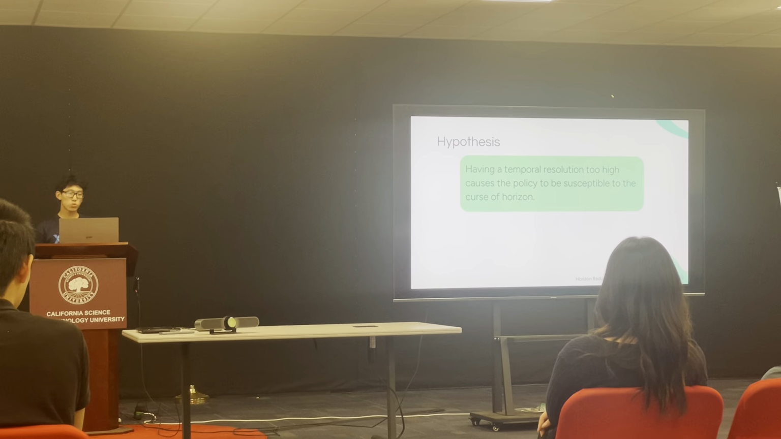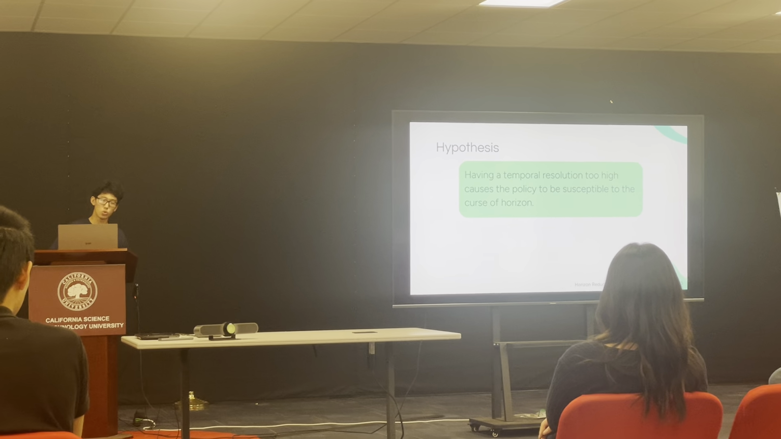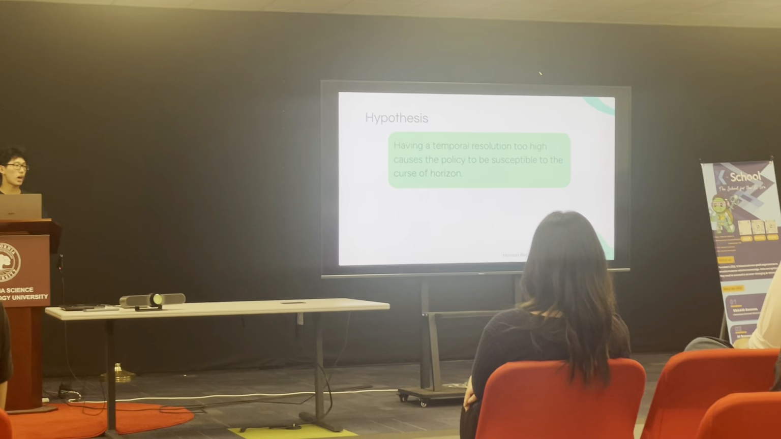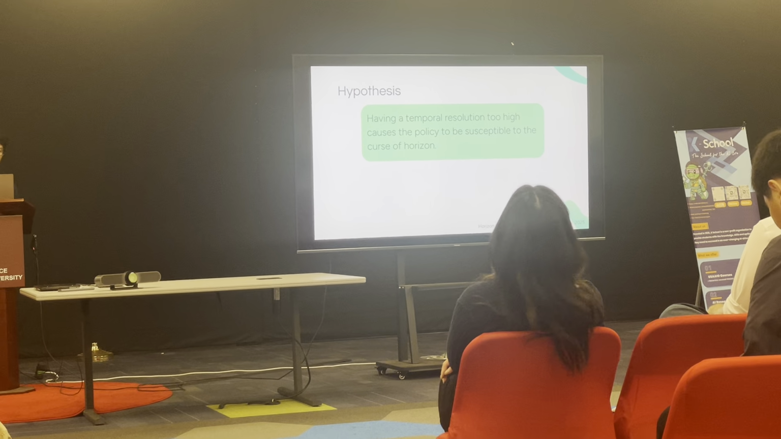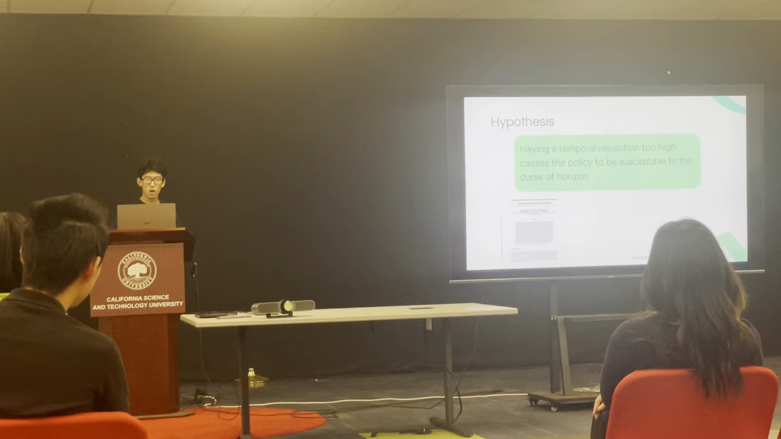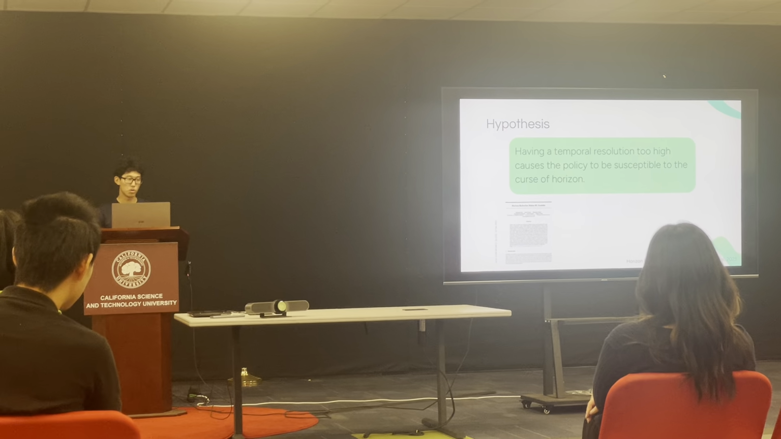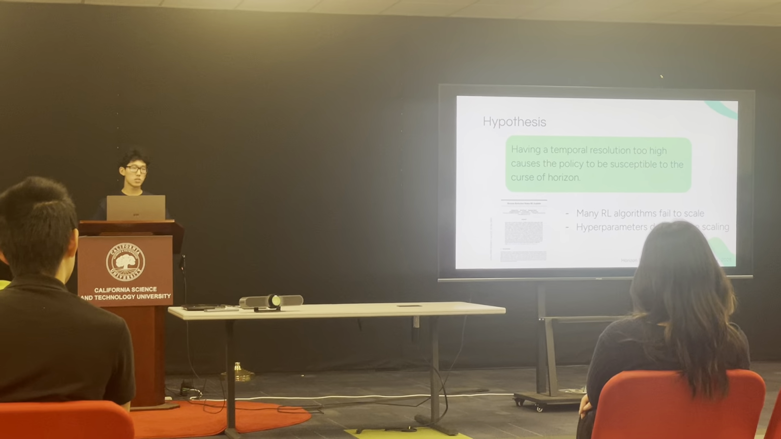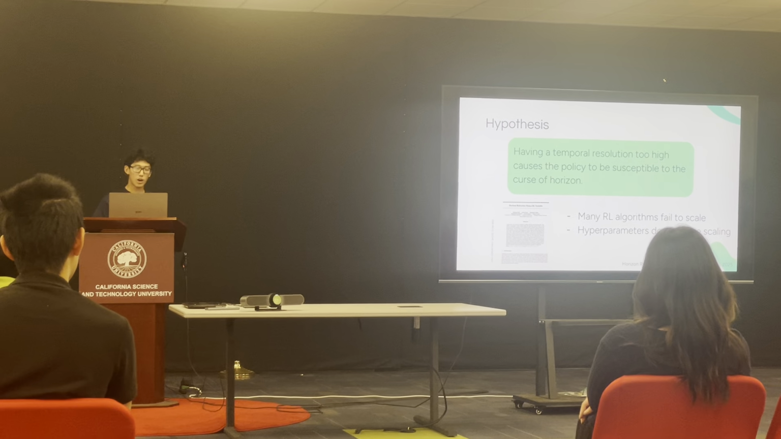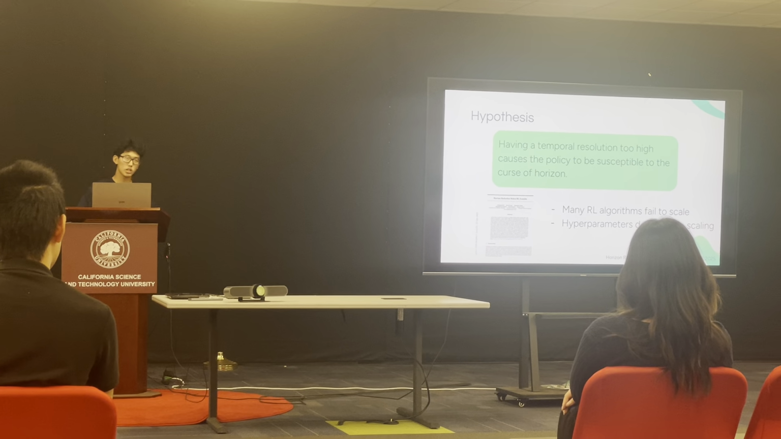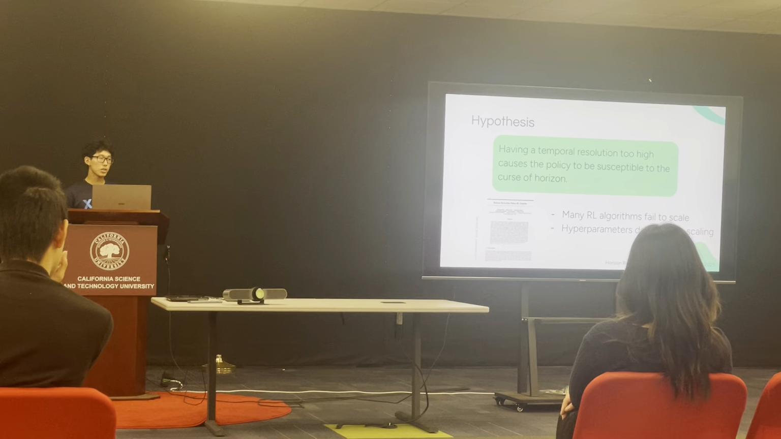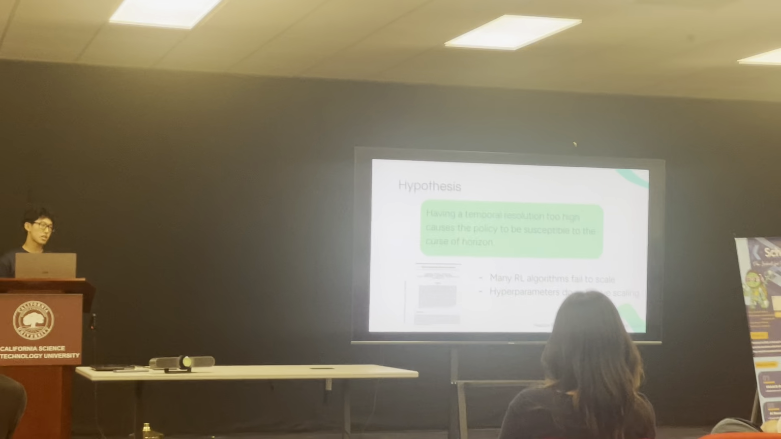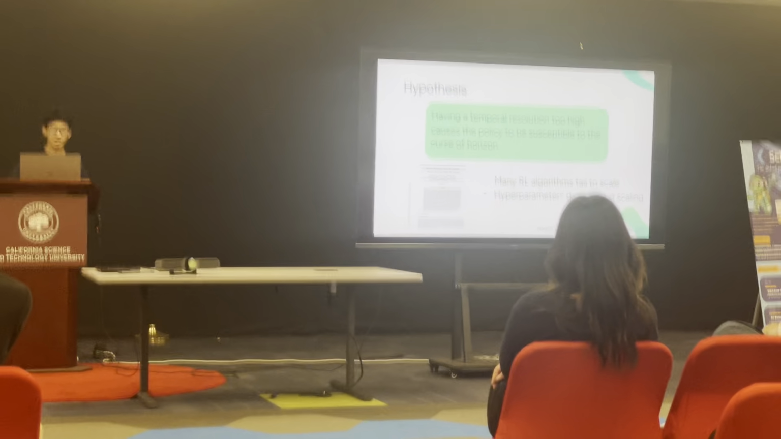In this hypothesis, we say that having a temporal resolution too high causes the policy to be susceptible to this thing called the curse of horizon. And the curse of horizon is quantified in this paper called Horizon Reduction Makes RL Scalable. Basically what this paper is saying is that many RL algorithms fail to scale for longer horizon tasks, and hyperparameter tuning does not solve this problem. Now what the horizon basically means is that for a task, the horizon is the time or the length it takes to complete the task.